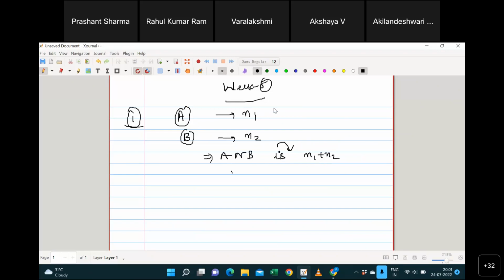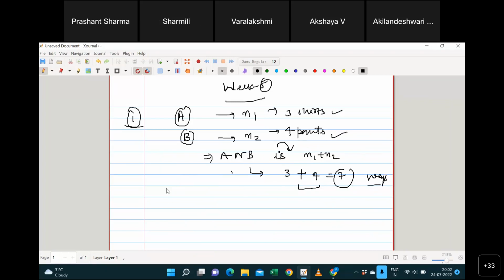That means suppose you have 3 shirts and 4 pants, and I say you can select a shirt or a pant. In how many ways can you select? I'm asking you can choose a shirt or a pant, so I can choose any one of the 3 shirts or any one of the 4 pants. That means I will have 7 ways in total. Are you getting it?